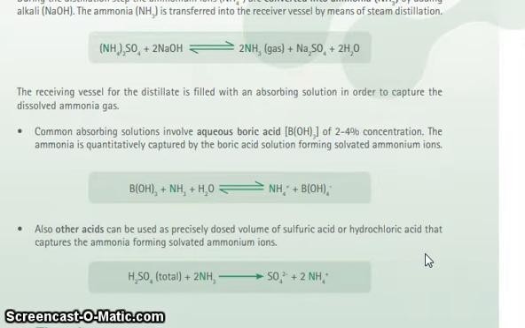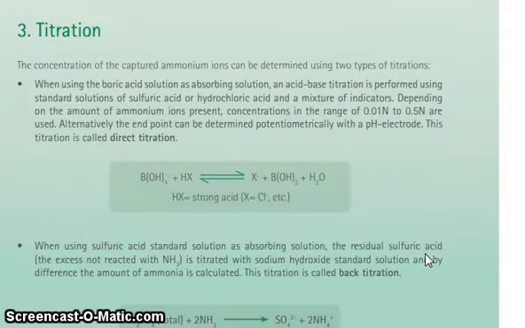Also, other acids can be used, a precisely measured volume of sulfuric acid or hydrochloric acid, that capture the ammonia forming solvated ammonium ions. Sulfuric acid reacts with ammonia, it gives ammonium ion and sulfate.